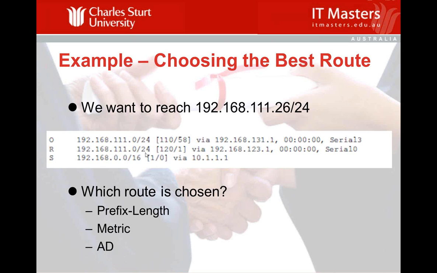Prefix length, there's 2 on that. How do I tie break? I go to the metric. RIP has a lower metric than OSPF, so in this case, it's going to take the RIP route.